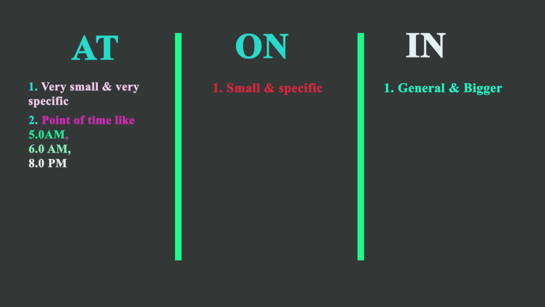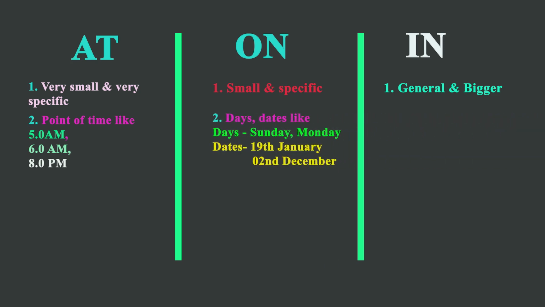We use at in case of point of time like 5 am, 6 am, 7 am. These all are points of time. On we use for days or dates. Days means Sunday, Monday, Tuesday, Wednesday, and dates means 1st January, 19th January, 2nd December. These are all dates.